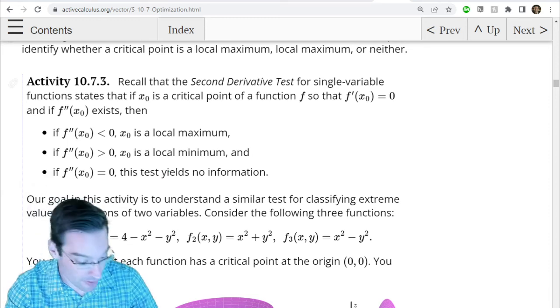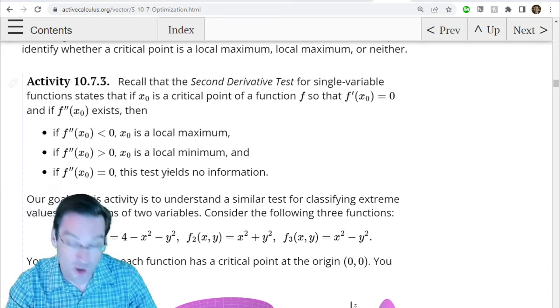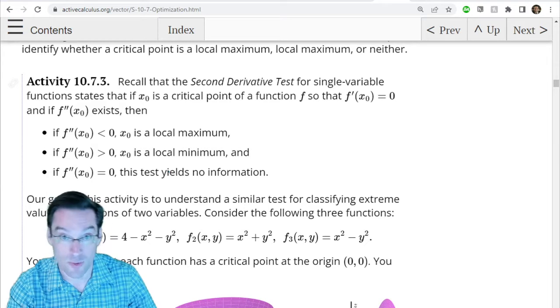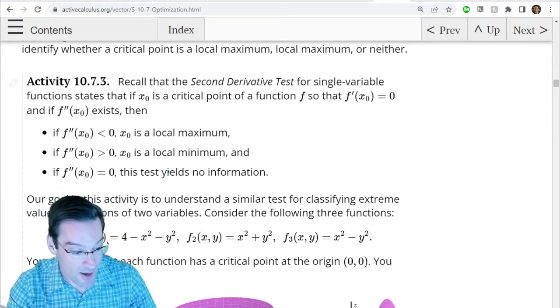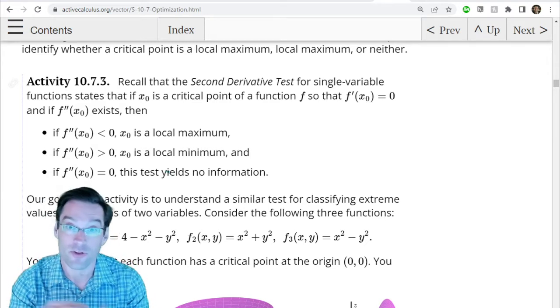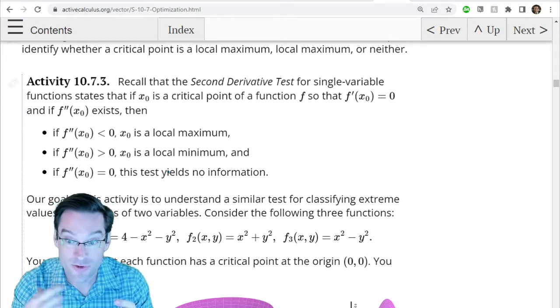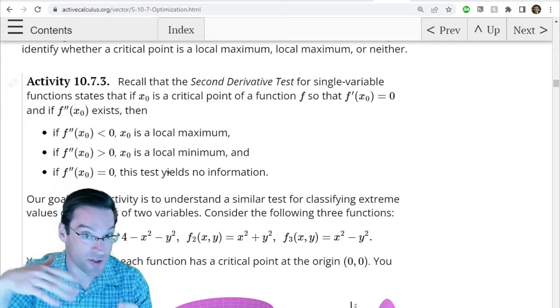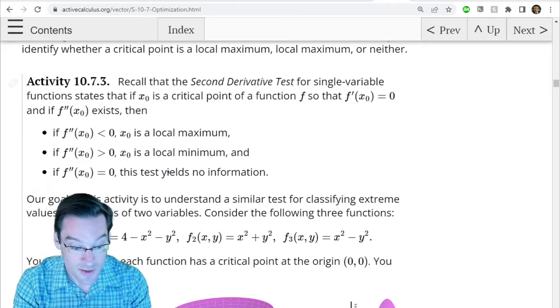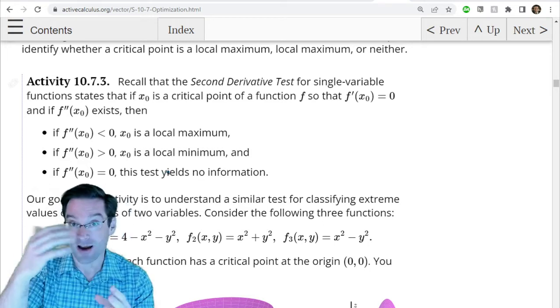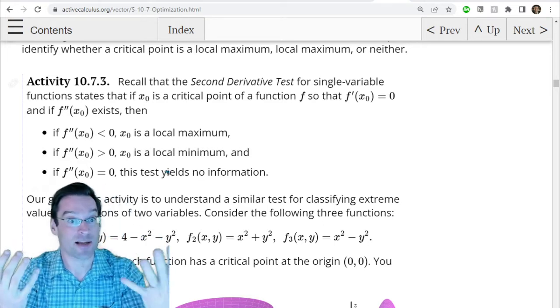In single variable calculus, when it comes time to determine whether a critical point is a local maximum, a local minimum, or neither, you had a couple different options. One of them was called the first derivative test, where you use the first derivative because it tells you where a function is increasing and where it's decreasing, to say, well, what is my function doing on the left side of my point? What is it doing on the right side of my point?